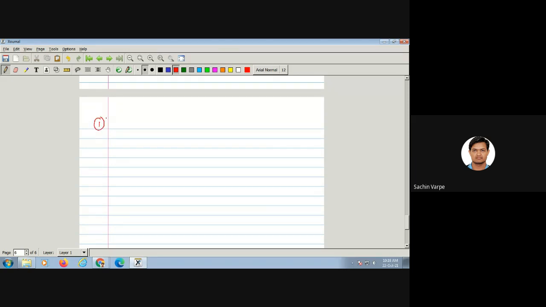Write down the question. Find the Lagrange's interpolating polynomial passing through the set of points, say x values 0, 1, 2, and corresponding y values are, suppose, 4, 3, 6.